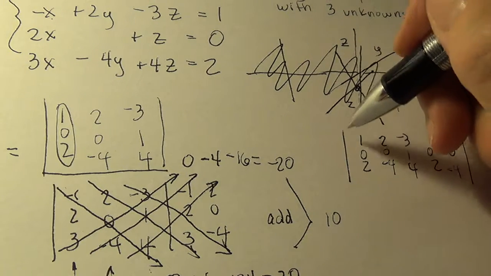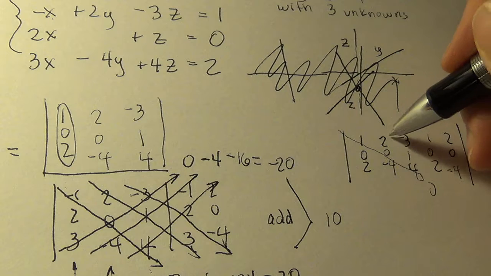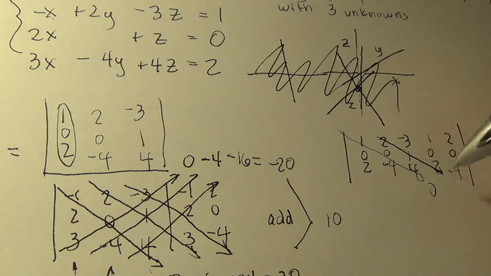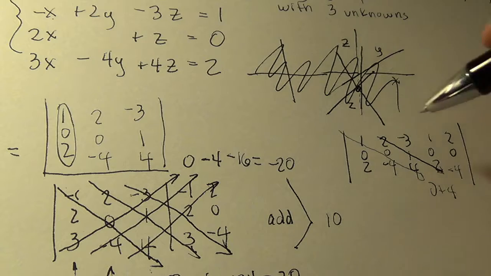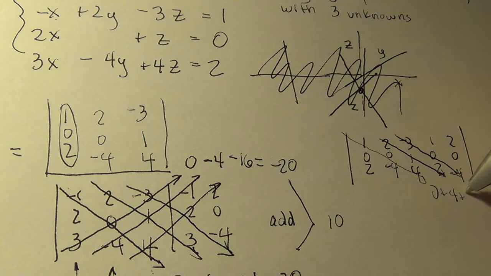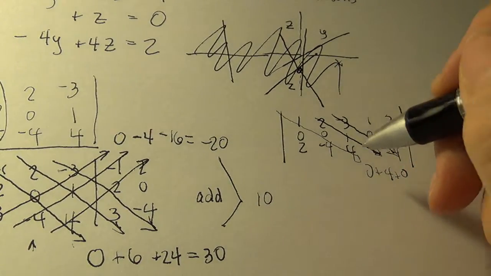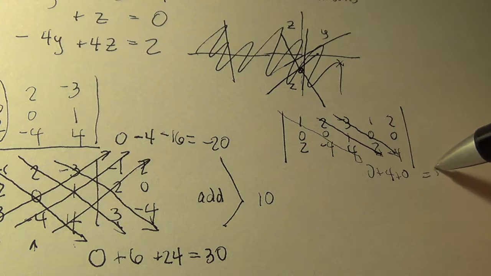And I'm going to go along the diagonals. This one gives me 0. This one, 2 times 1 times 2 gives me 4. And then I'm going to get another 0. Anytime there's a 0 entry, I know when I multiply I'm going to get 0. So along there, 0 plus 4 plus 0 equals 4.